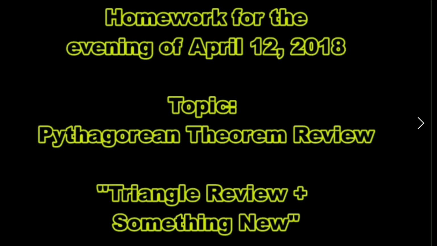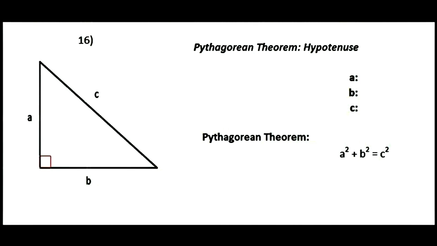Tonight's homework is for the evening of April 12th, 2018, and we're looking at the Pythagorean theorem review. This is triangle review and something new. Let's get started. What we're looking at tonight is a review of the good old Pythagorean theorem. Two of these problems are ones that you all have seen 1,000 times and can probably do in your sleep. One of these, though, is something new. It's based in trigonometry. So I'll show you exactly what I'm talking about.